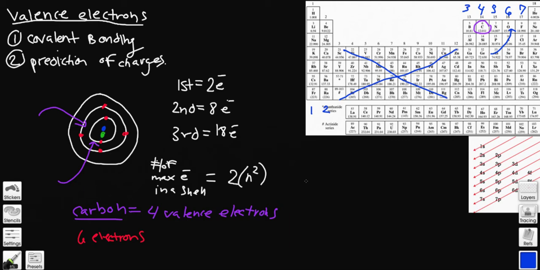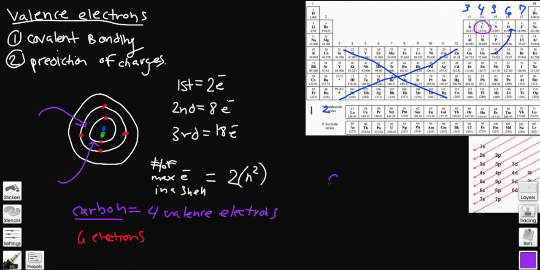Now, let's see why these valence electrons are important, all right? We talked about how valence electrons are useful in the prediction of charges, okay? Now what we're saying is that when carbon, let's say purple again.